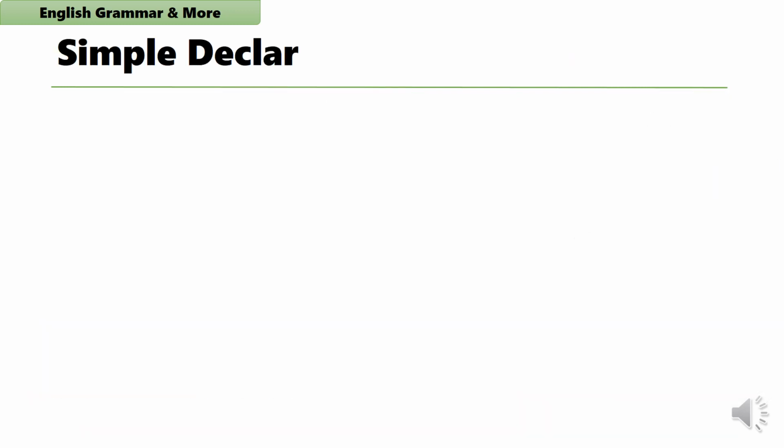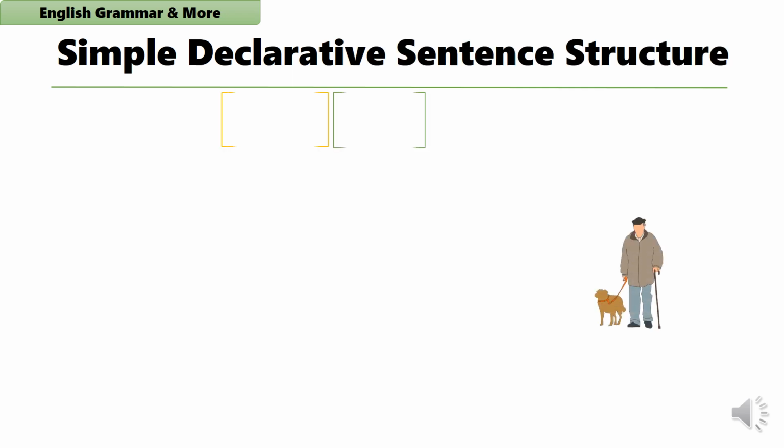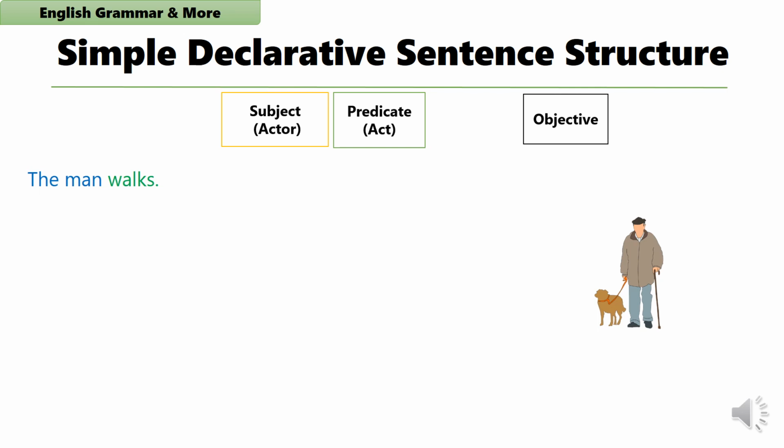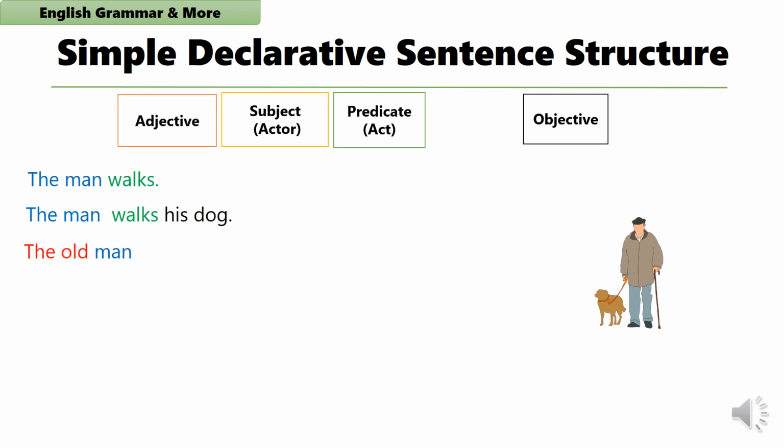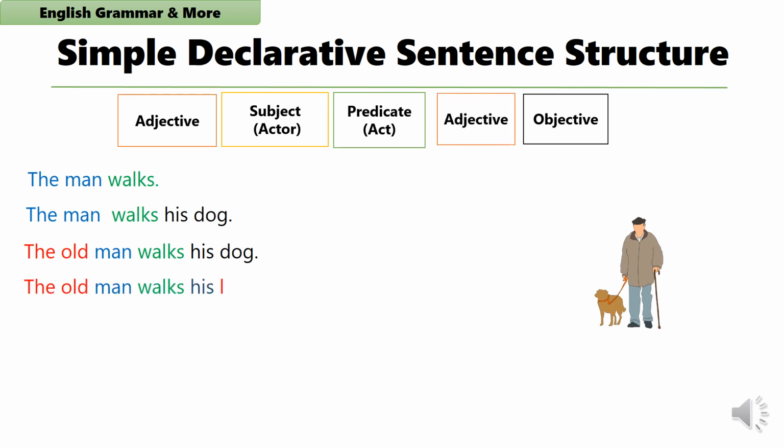Another example. First, we put our subject and predicate. The man walks. Next, we add our objective. The man walks his dog. Later, we describe our subject. The old man walks his dog. We also describe our objective. The old man walks his little dog.